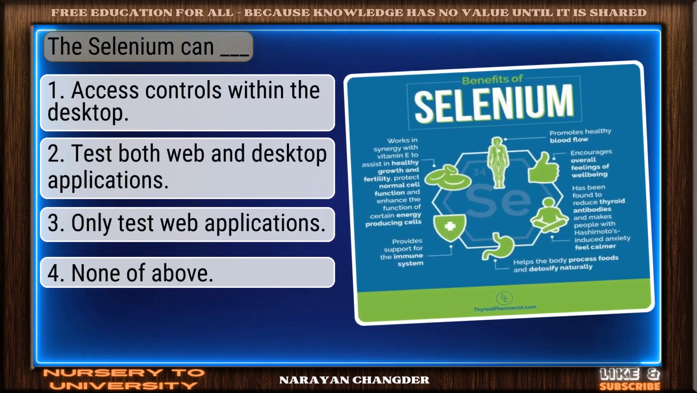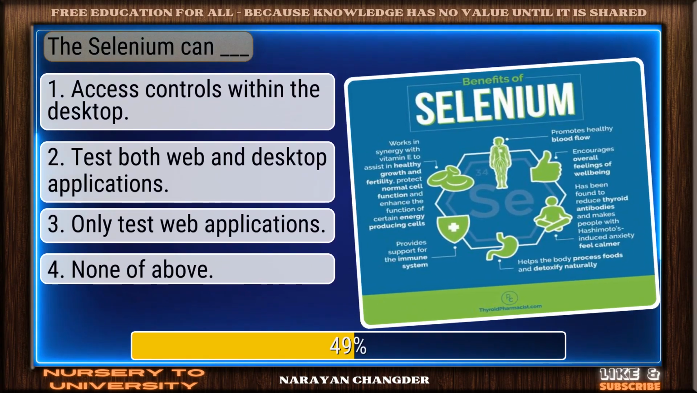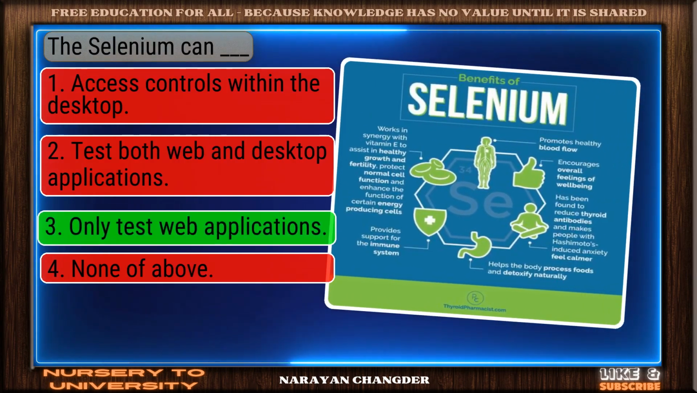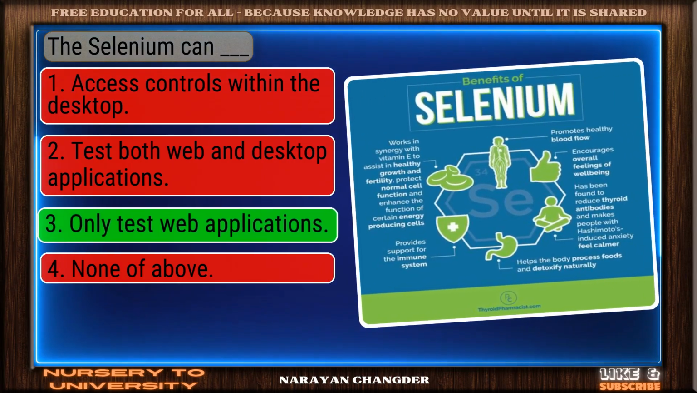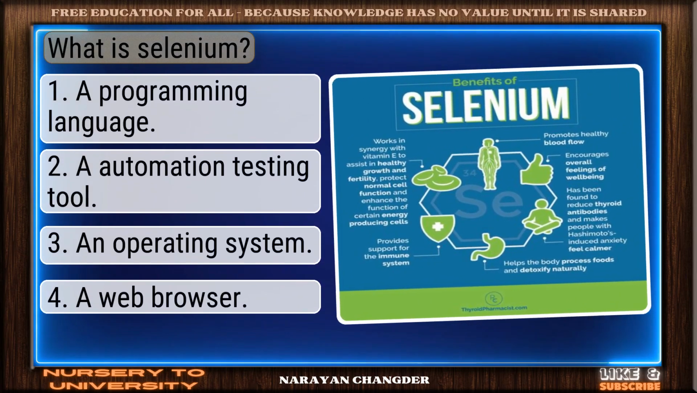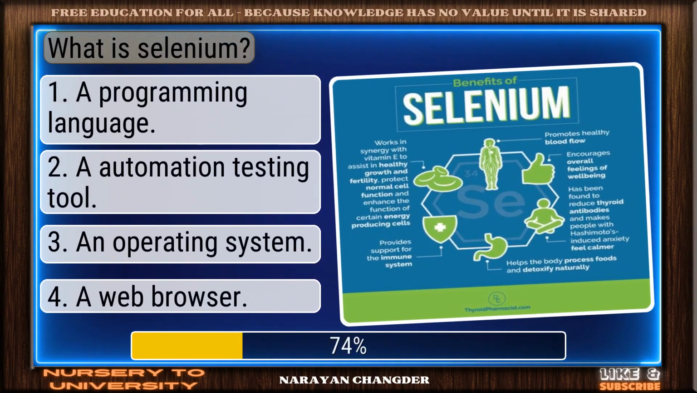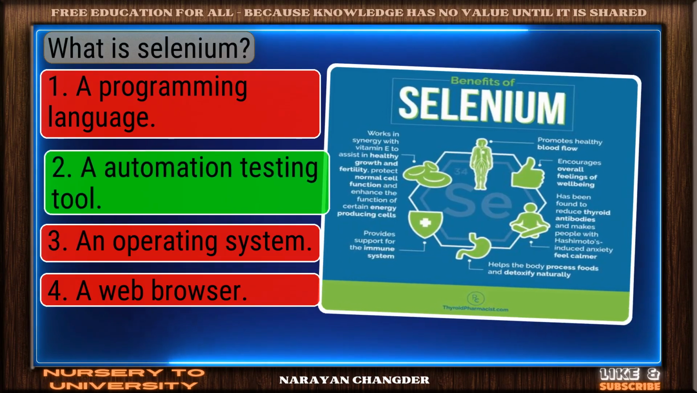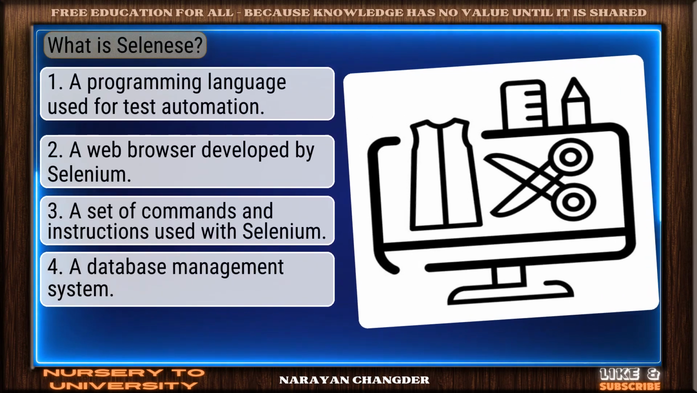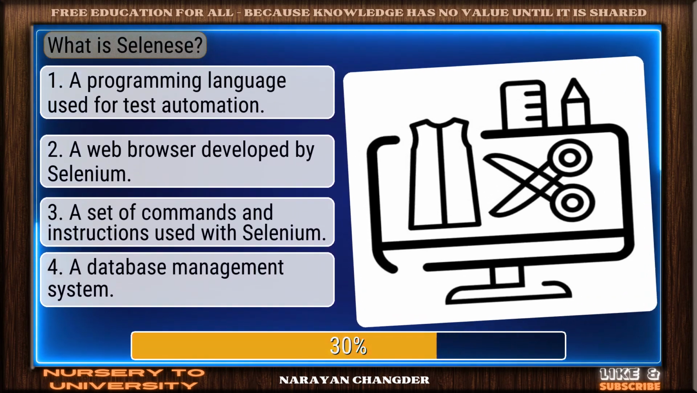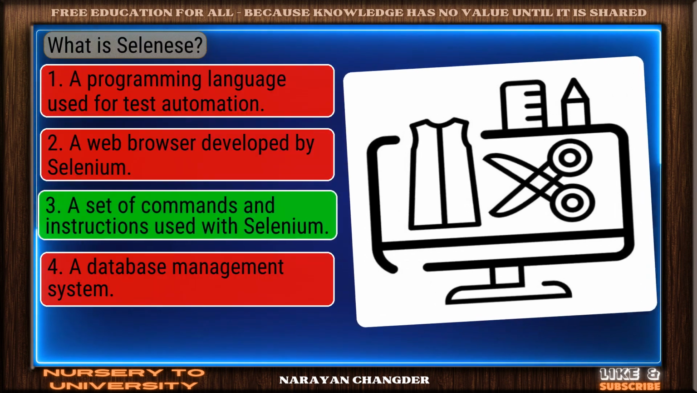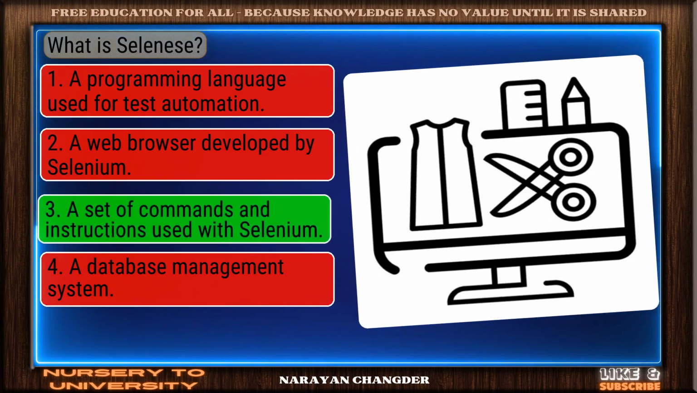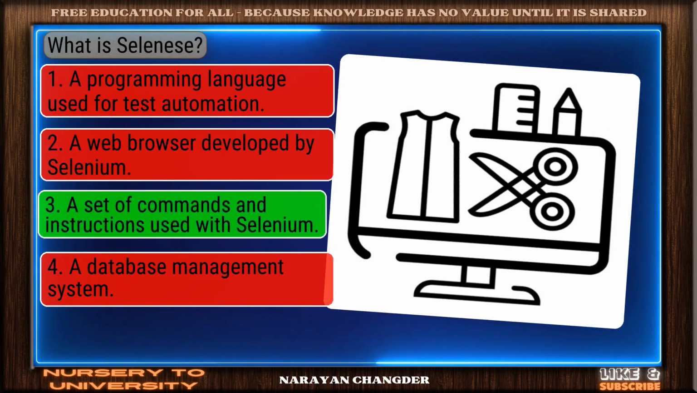Question number 76. The Selenium can dash? Right choice. Only test web applications is the best answer. Question number 77. What is Selenium? Excellent choice. An automation testing tool is the right answer. Question number 78. What is Selenium? You got it. Your choice, a set of commands and instructions used with Selenium is right.